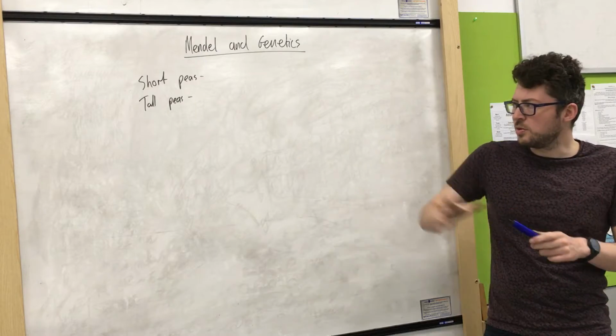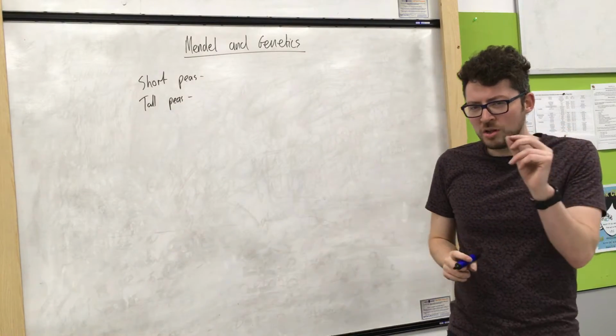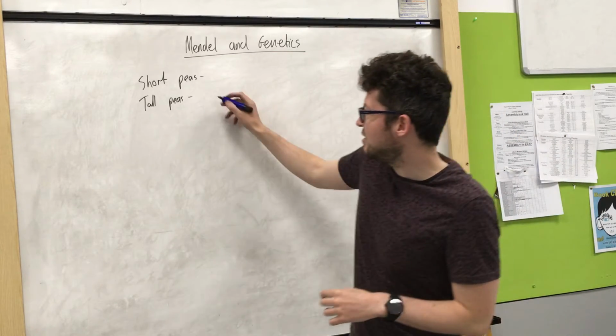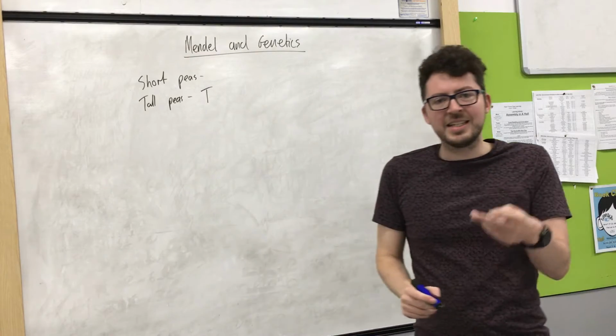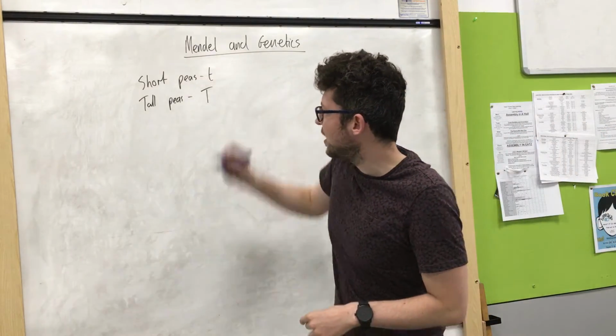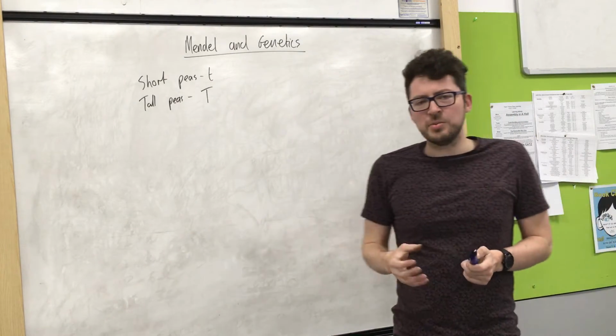So I'm going to go through an example here. So a short pea and a tall pea. Now, tall is dominant over short. So what we note that down as is tall would be a big T to indicate the tall allele or the tall gene, and short would be a small t to indicate the small plant. Okay. Now what Mendel did was he crossed them over.